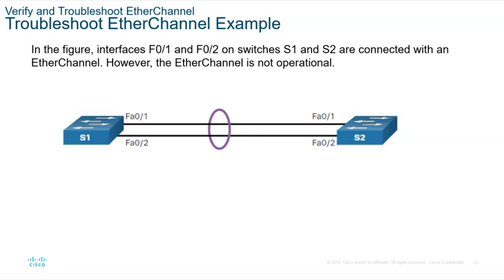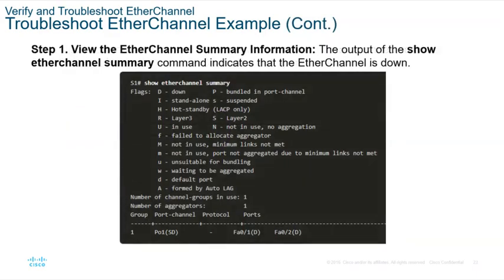So we have a ticket here. In the figure, interfaces 1 and 2 on switch 1 and switch 2 are connected with EtherChannel. However, the EtherChannel is not operational. So if it's not operational, what are we going to do? Now our verifying commands, the shows, come into play. View EtherChannel summary information. Show etherchannel summary, and then you look at what we have here: the EtherChannel is here, but the state is down. The port here is down, and even this one here is down.